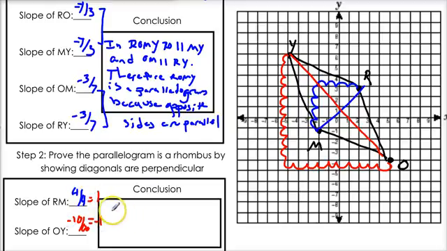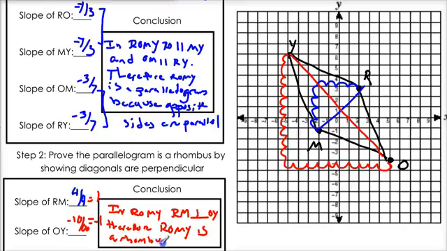And so our conclusion, we know in ROMY, RM is perpendicular to OY. Therefore, ROMY is a rhombus because diagonals are perpendicular. All right? Actually, let's just write that up.